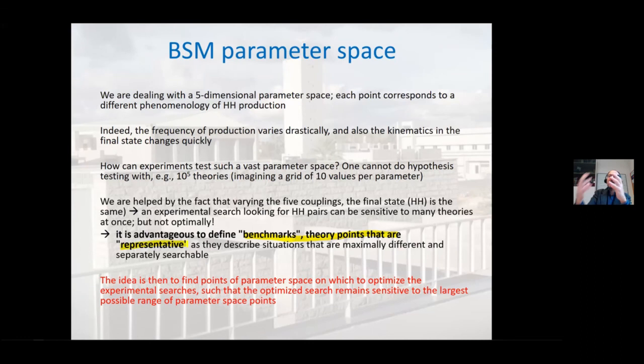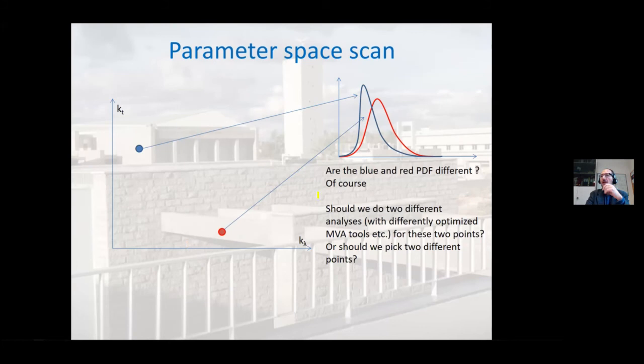So what we did is to scan this space with a fast simulation and looked at the topology of the final state, creating a measure of similarity between these different theories. And we looked at the PDFs of these points in parameter space of relevant variables that we can observe in real data.